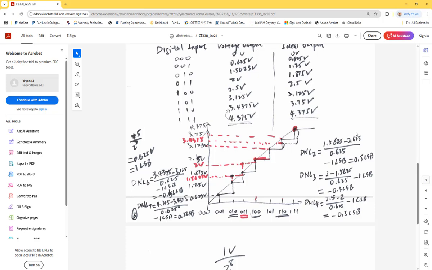Okay, so this is the real LSB, this is the ideal LSB, it's just always 1 LSB. So it's always something minus 1 LSB equals something. Okay, so this is the first DNL you have.